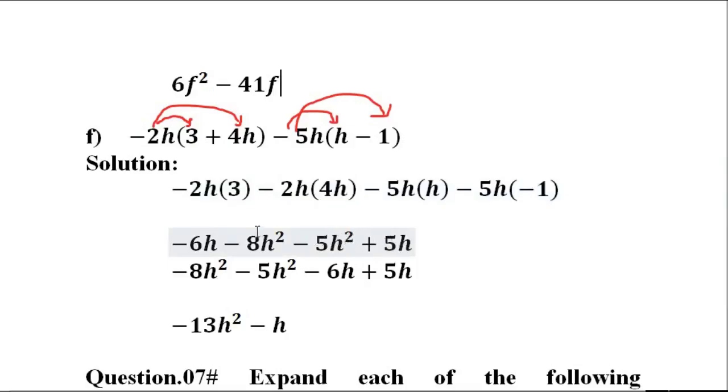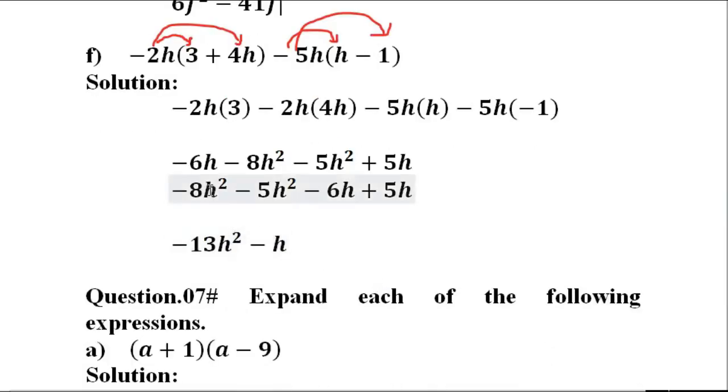To find like terms in this expression, I'm going to arrange the expression by putting all of the like terms right next to each other. Now let's identify any like terms in this expression. We have negative 8h squared, negative 5h squared, negative 6h and positive 5h. Negative 8h squared and negative 5h squared is negative 13h squared. Negative 6h and positive 5h is negative h, which is our simplified algebraic expression.